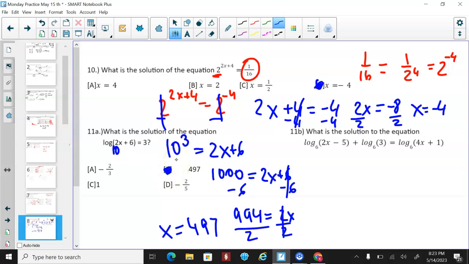11b, you guys have logs, and again, you can use a log property to condense those logs, okay? Because we cannot cancel the logs out, remember that, until they're proportionally one log on each side of the equal sign. So that means I've got to combine these two, okay?